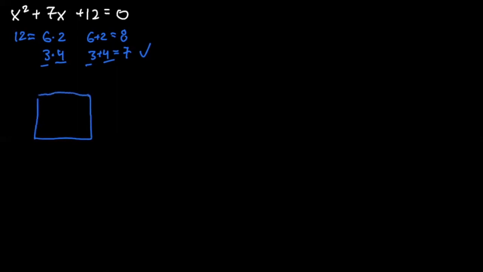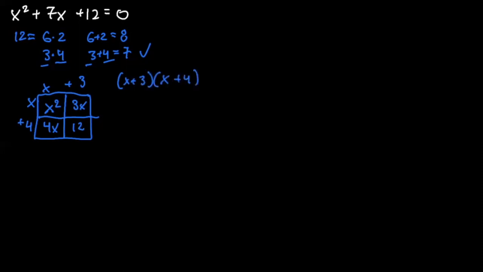So 3 and 4 are the two numbers we're looking at. So we could set up our area model. The area model is more useful if we have a leading coefficient. You could set up the area model each time. You could also just write it x plus 3 and x plus 4. We'll end up with 3 and 4 for those two constants. In this case, we'll have 3x, 4x, x squared, and the 12 down here. So rewriting our quadratic, we have x plus 3 times x plus 4 equals 0.